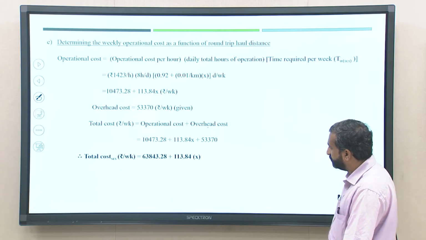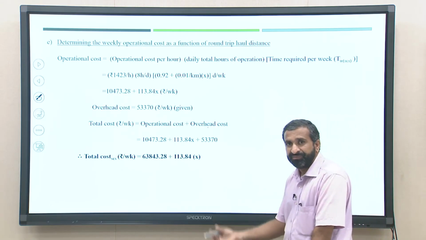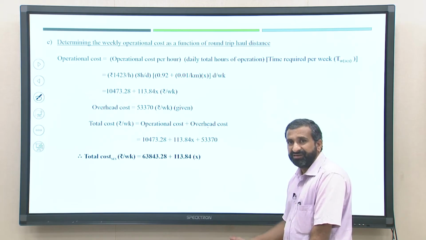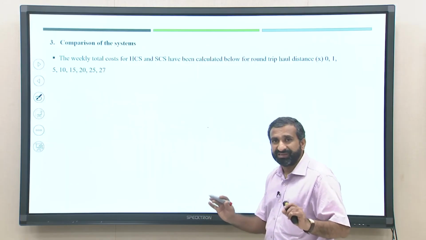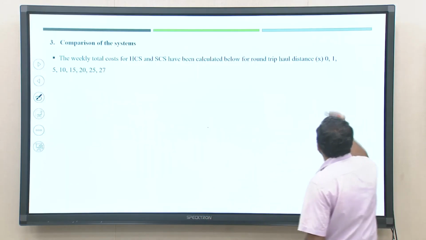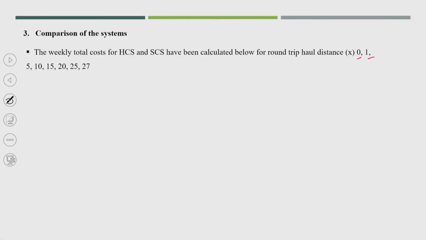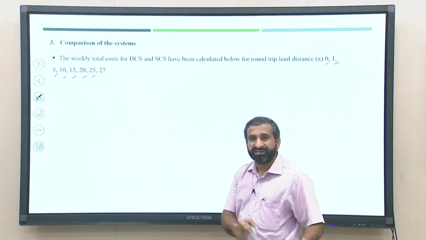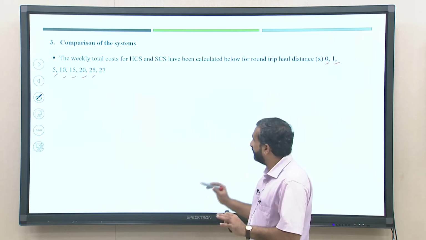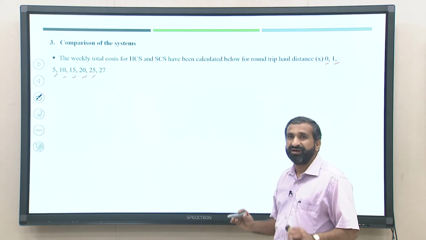Now, we got two equations, one for the haul container system and the other for the stationary container system. Now, what we will do? We will compare both collection systems, because we do not know the x value here. So, what we can do, we can assume x as 0, 1, and go forward 5, 10 kilometer, 15 kilometer, 20 kilometer, 25 kilometer. Likewise, we will put the values in both equations, the haul container equation and the stationary container system, and we will see how much total cost will come up.